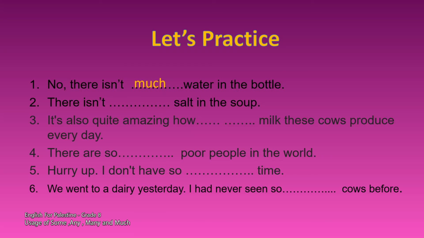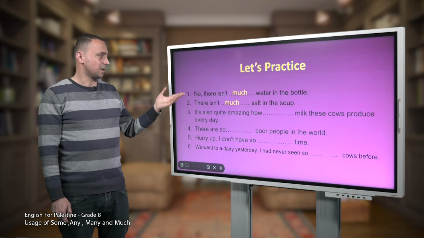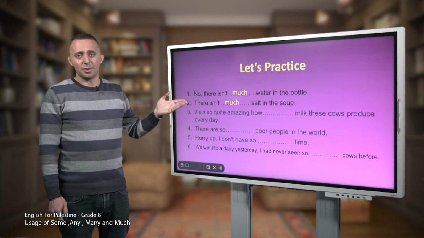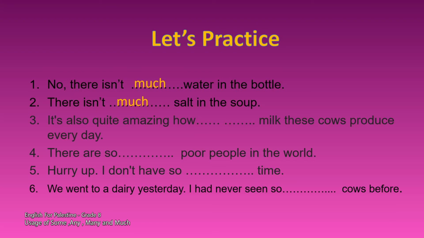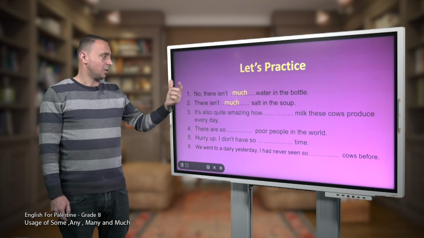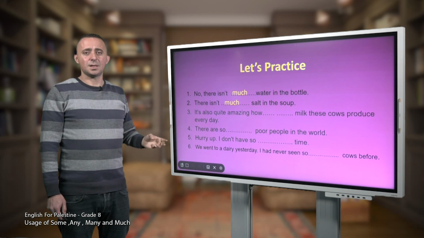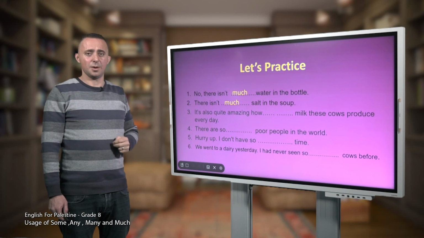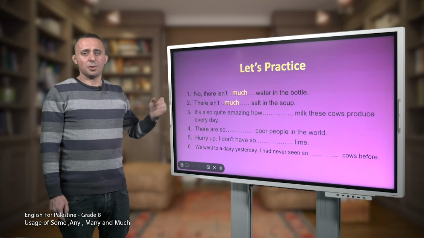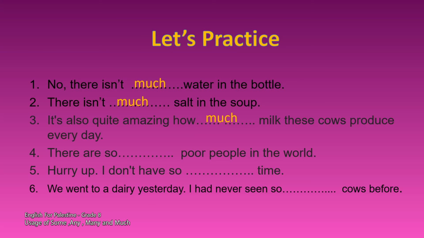Number 2, there isn't space salt in the soup. What's the correct answer? Do we use many or much? Very good, we use much because the word salt is an uncountable noun. What about number 3? It's also quite amazing how milk these cows produce every day. Notice the word milk. Is it a countable or uncountable noun? Very good, it's uncountable. So do we use many or much? We use much. That's right.